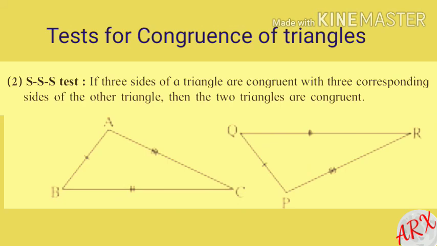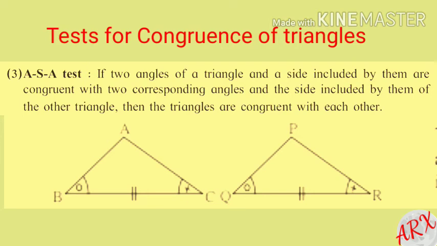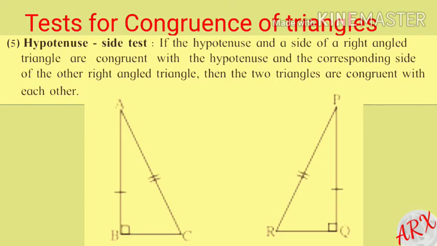Now second test is SSS test. If 3 sides of a triangle are congruent with 3 corresponding sides of the other triangle, then two triangles are congruent by SSS test. Now next test is ASA test. If two angles of a triangle and a side included by them are congruent with two corresponding angles and the side included by them of the other triangle, then the triangles are said to be congruent with each other by ASA test.